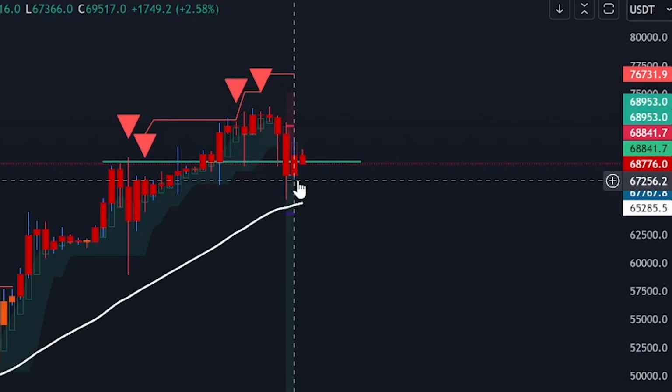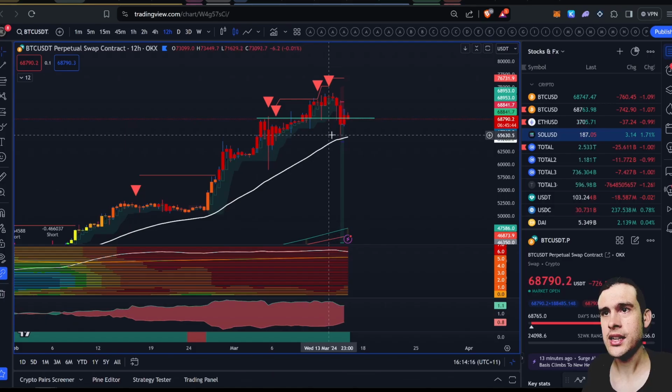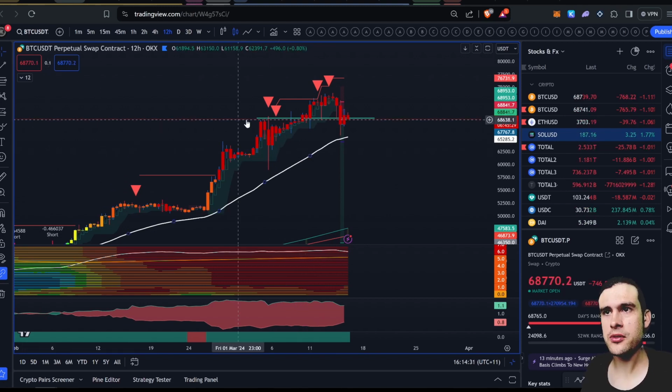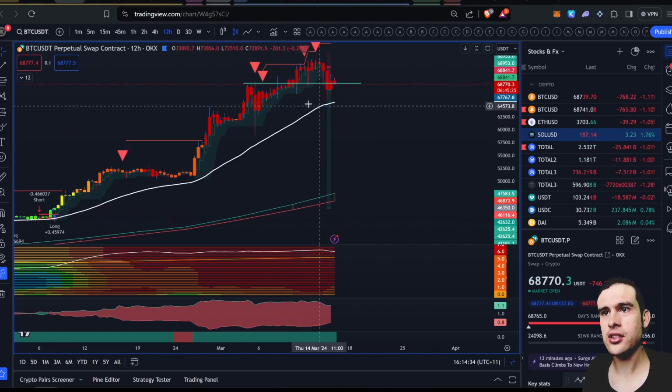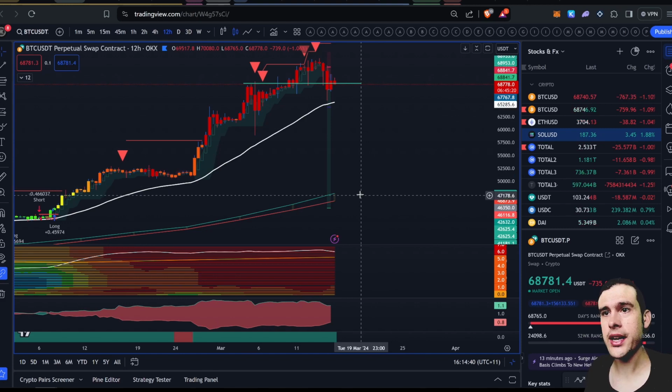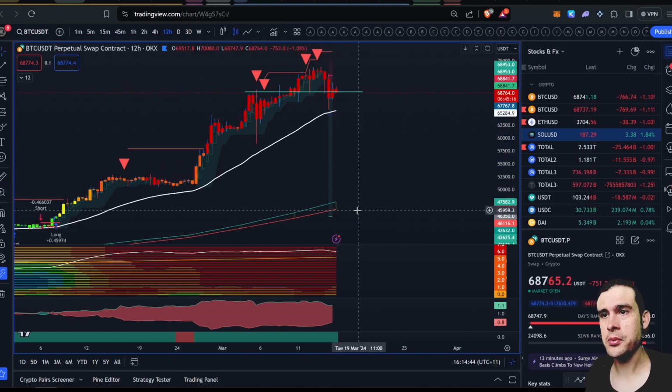Now, I said that in a post already on X, and we did come back down here as a support, just a little bit above that, but that's your 21 smooth moving average on the 12-hour. We do need to hold this level. And if we're due for a deeper pullback, that's probably a little bit too much.